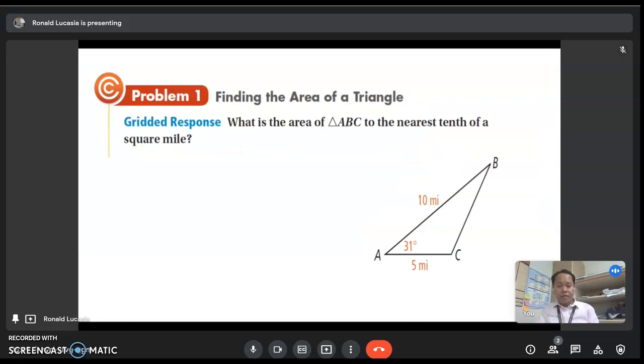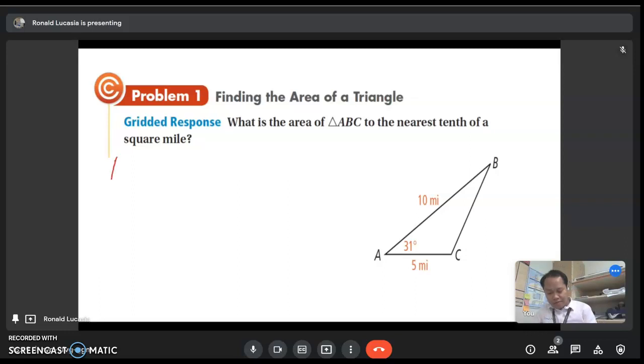What is the area of triangle ABC to the nearest tenth of a square mile? As mentioned to you earlier, you need two sides, which we have there: AB as 10 miles and AC as 5 miles, as well as the included angle, which is 31 degrees, which is what you have here in our figure.